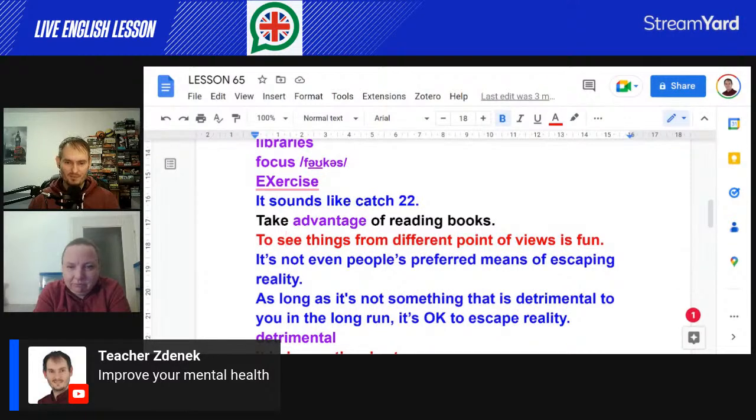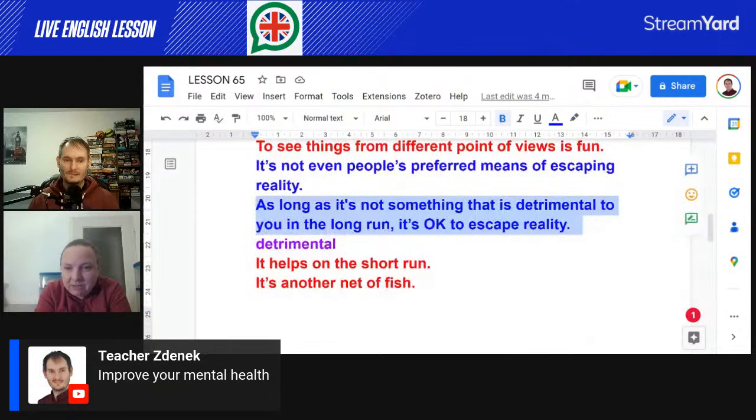All right, it's not even people's preferred means of escaping reality. I really like this word means. Could you tell us what the word means? One of the means of explaining what the word means would be to give an example, a synonym, or a sentence. Give us a synonym, Helen, that would be the easiest. A way. Okay, a way, that's it. You don't need to give an example. Means a way, right? You need this s as well, which is weird, even if it's singular. It's singular, but it has an s at the end. That's right.